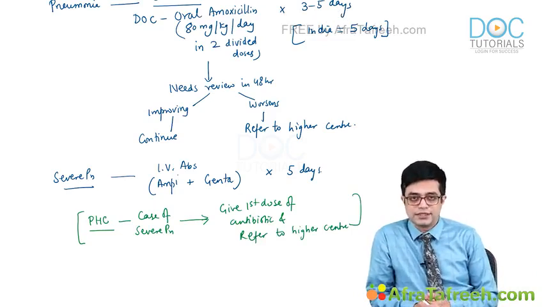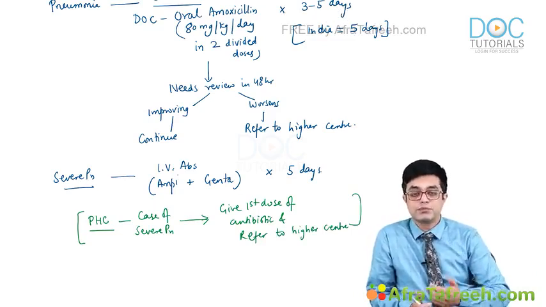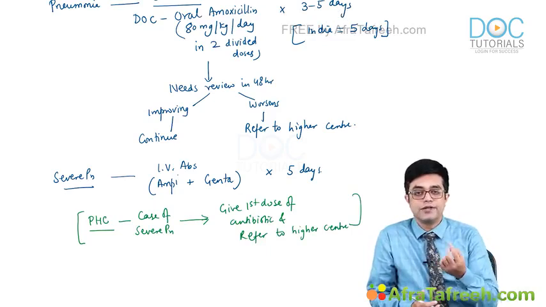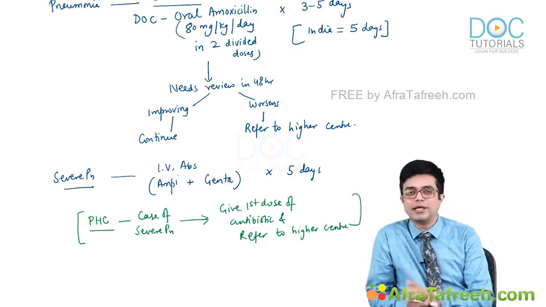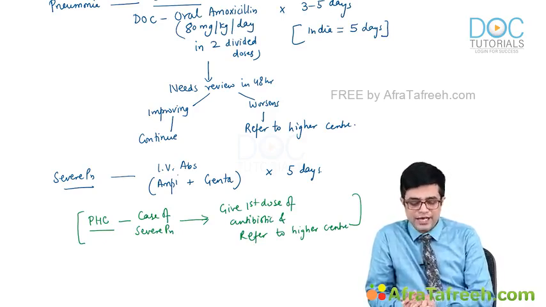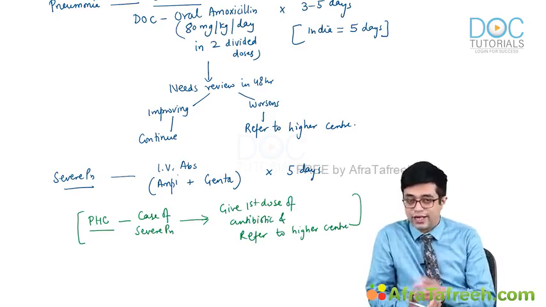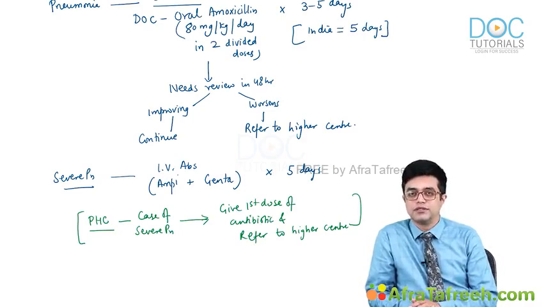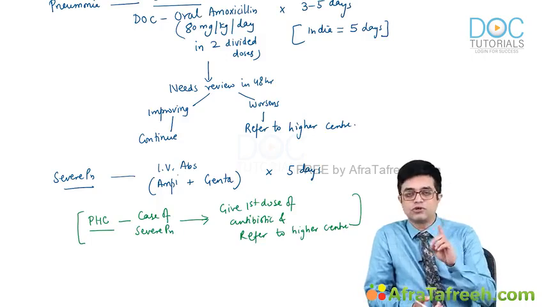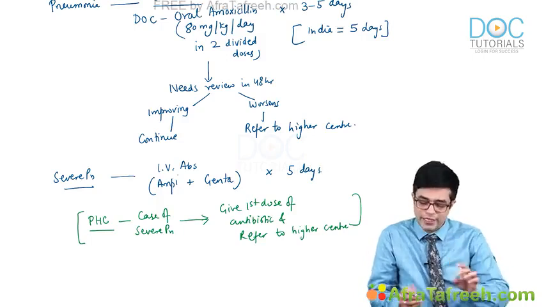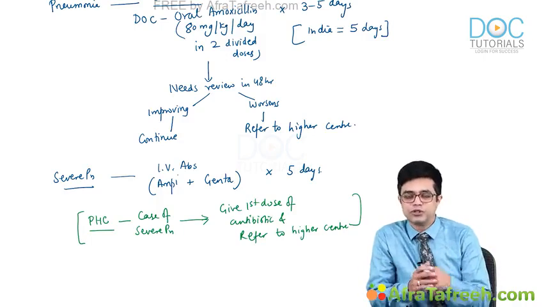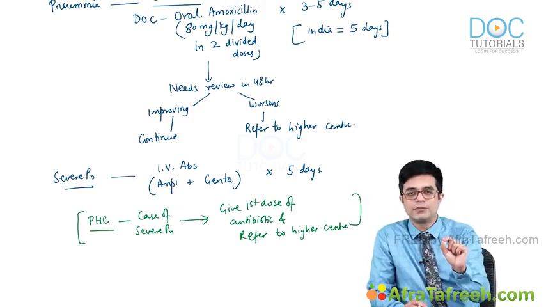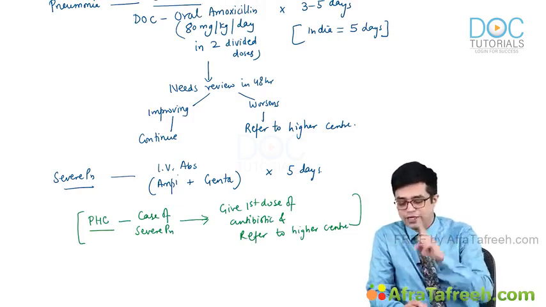Some of the PHCs may have the facility or the expertise available for giving intravenous or intramuscular injection. So there you can use a parenteral antibiotic also, like ampicillin. But if that scenario is not there, like it happens in most of the PHCs, where sometimes even the medical officer is not there, there you give the first dose of oral antibiotic. So the choice of antibiotic before referral depends upon whatever is the best local availability. What is important is that one dose of antibiotic should be given, and then the child should be referred to a higher center.